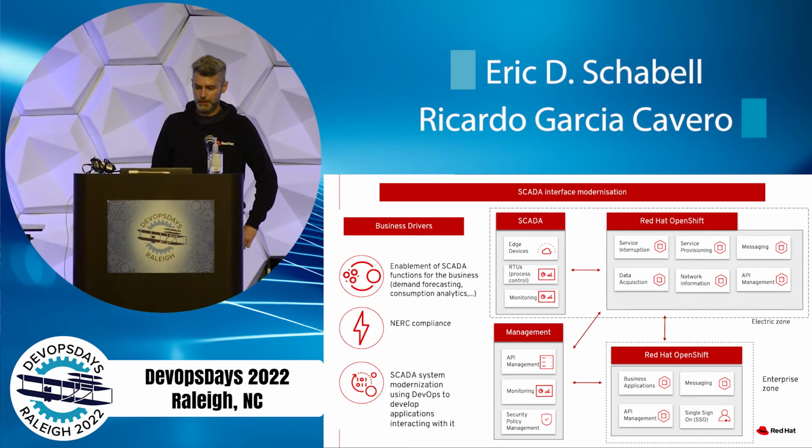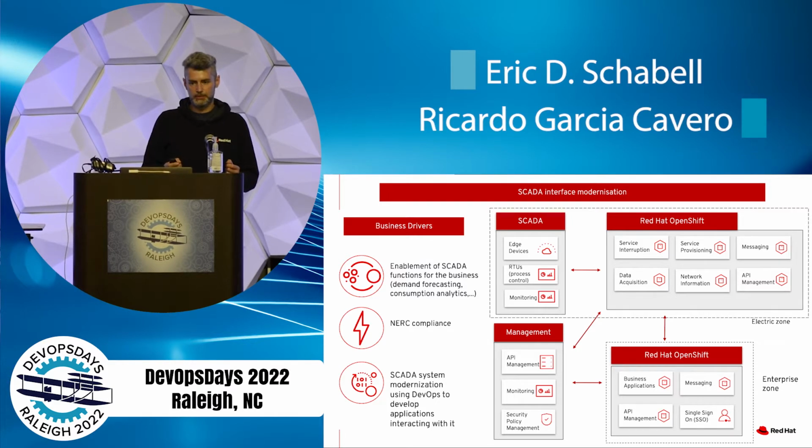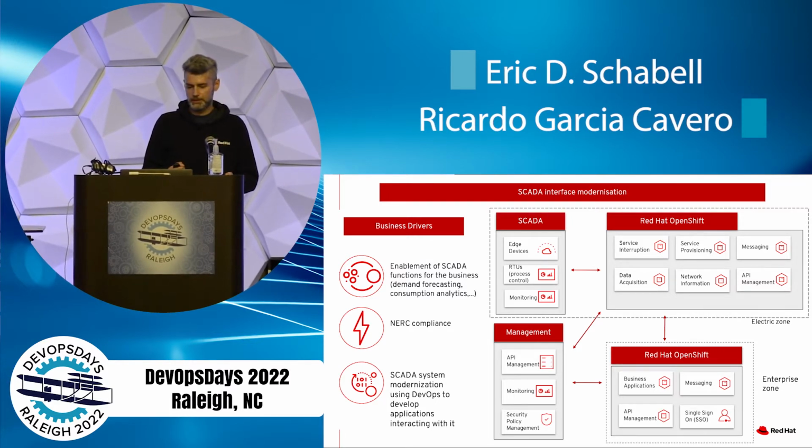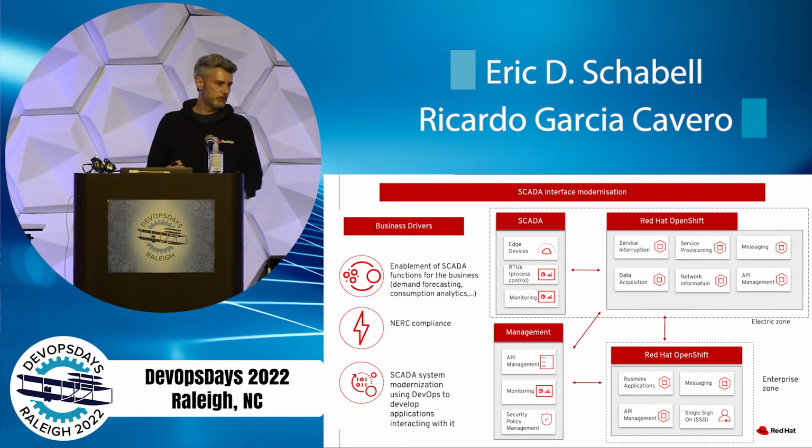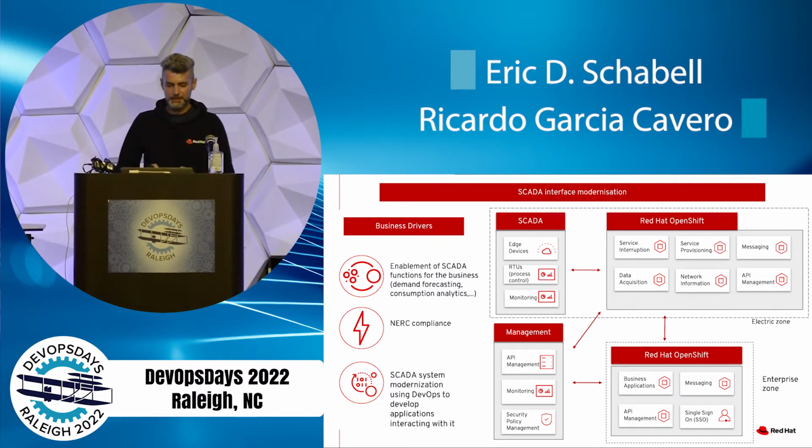We created this architecture. So the business drivers here were, first of all, the enablement of the SCADA functions for the business. If they need, for example, demand forecasting or consumption analytics or things like that, so that they can access the SCADA, all the RTUs, the remote terminal units and all that, and get the data from there to exploit them. Then they needed to be NERC compliant because in this particular case it was for energy providers. NERC is the North American Energy Regulation Compliancy, I think. So they needed to keep compliant to that in terms of segregating the networks and all that. And then they needed to modernize the way they develop applications for SCADA and for this interaction.